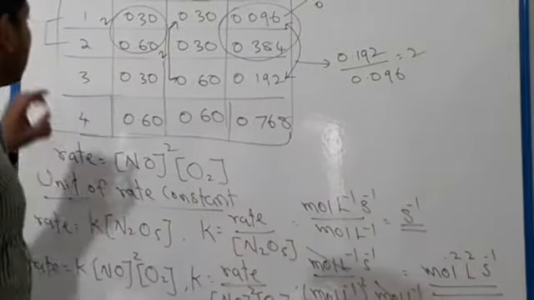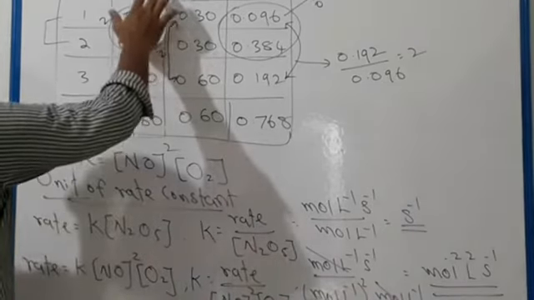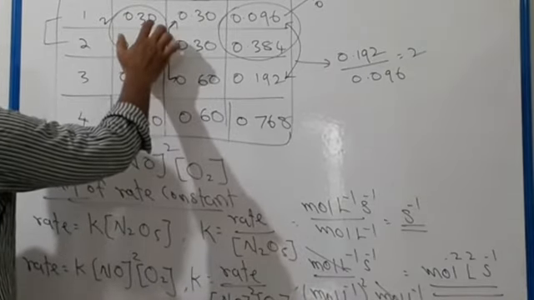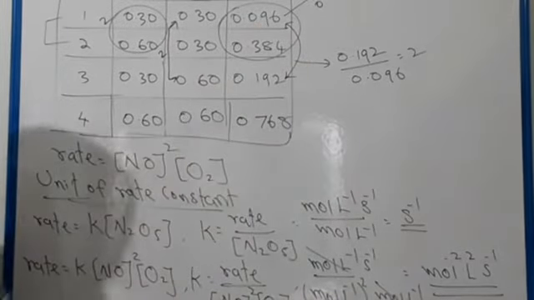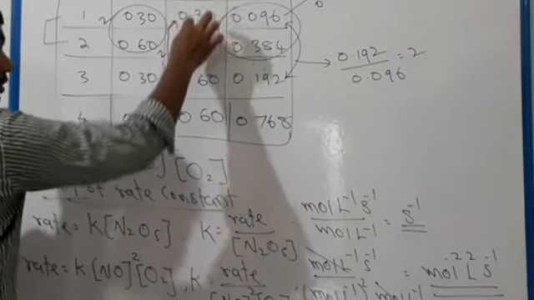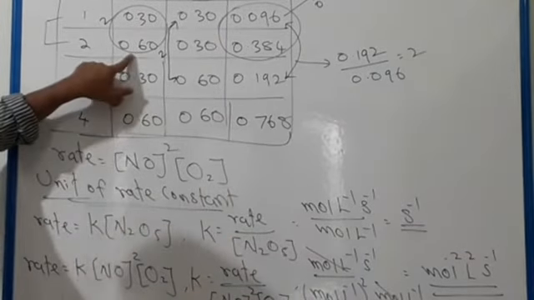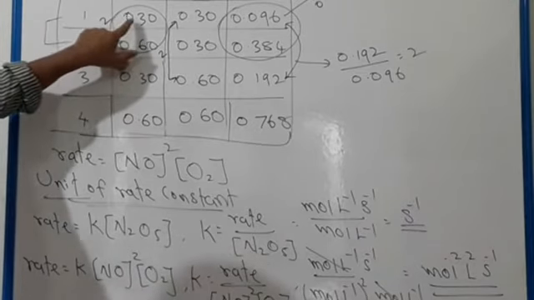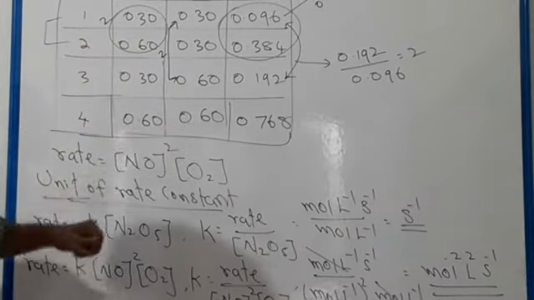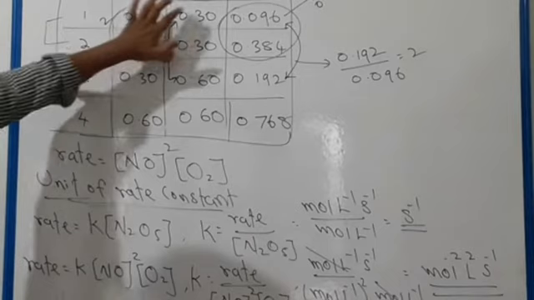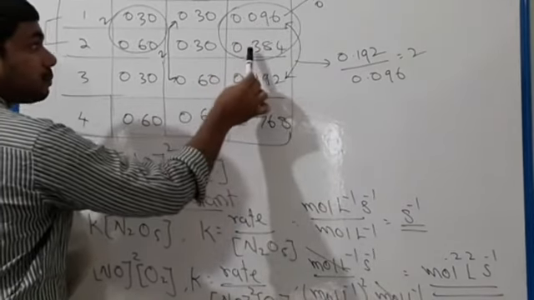Look here at this table. In this table, these are 4 different experiments. In the first experiment we used concentration of NO 0.30 and concentration of oxygen 0.30, and this is the rate of reaction. In the second experiment, the concentration of oxygen is constant, but we changed the concentration of NO, here 0.30, here 0.60, twice. The concentration of O2 in the first and second experiment is constant. This is the rate of reaction in the first experiment and the second experiment.